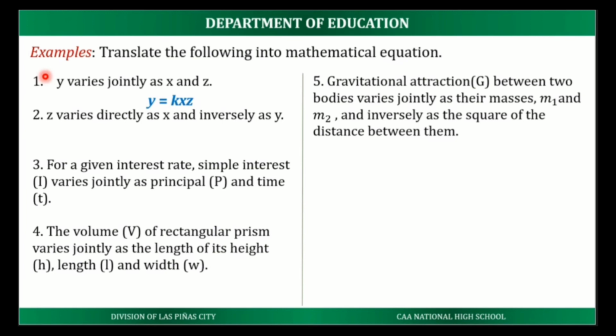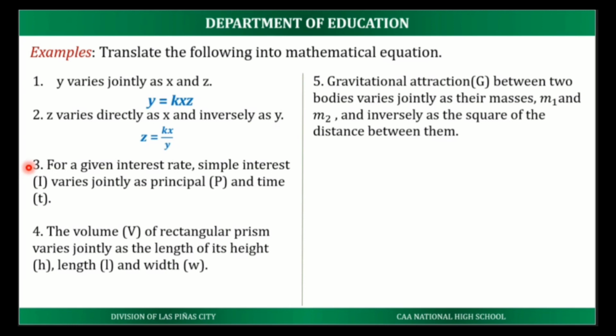Number 2 example. Z varies directly as X and inversely as Y. So direct, may inversely din. So this is an example of combined variation. So we have the first variable Z. So we have Z is equal to KX over Y. So after ng word na inversely, ang sumunod sa kanyang variable ay Y. So kaya nasa denominator siya.